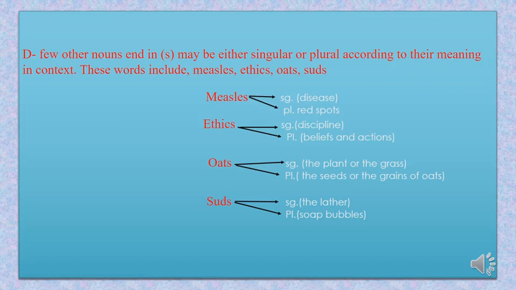Measles, ethics, oats, suds, all of them are nouns that end in S. These nouns can be singular and can be plural. The singular form is different from the plural form in meaning. Let's take them one by one. Measles. If we refer to measles as a disease, it is singular. So the singular form of measles has the meaning of measles as a disease. But measles can be plural, and it means the red spots that are caused by the disease. So if we refer to measles as a disease, it is singular. If we refer to measles as the red spots, it is plural.